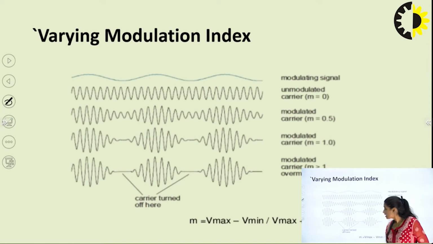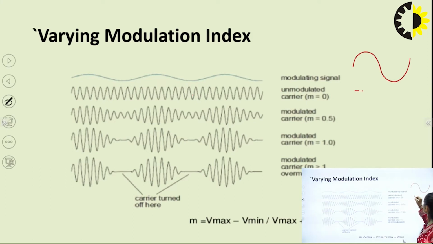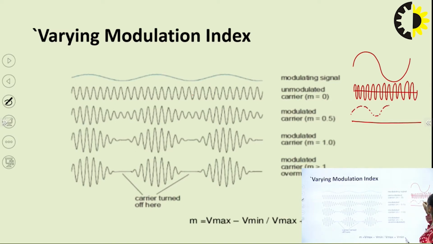See, if this is my message signal, this is my carrier signal. This is how my wave will look like when the modulation index is less than 1. This is how my wave will look like when my modulation index is equal to 1, and this is how it will look like when it is over modulated. Let me draw so that it will be clear. If this is my message, this is my carrier, my under modulated wave will have such kind of envelope.